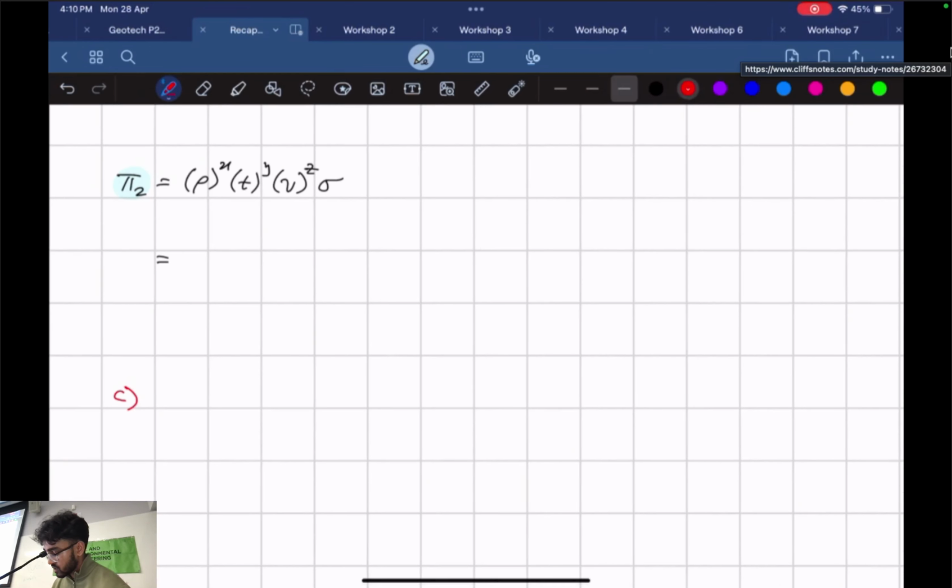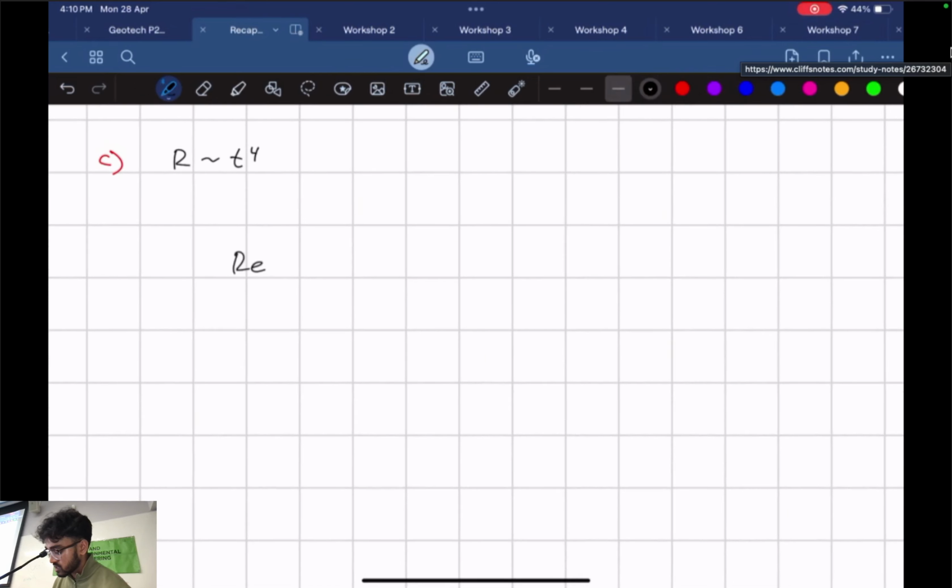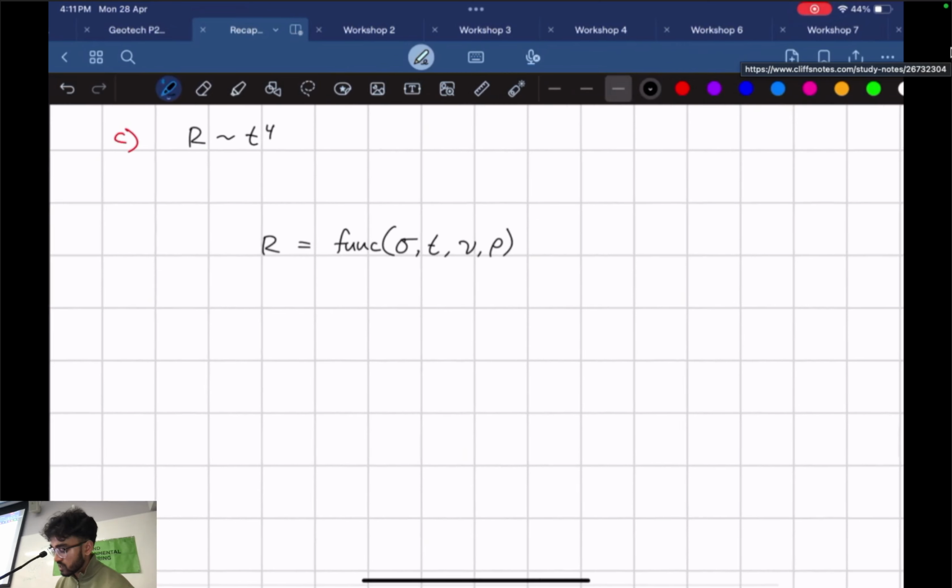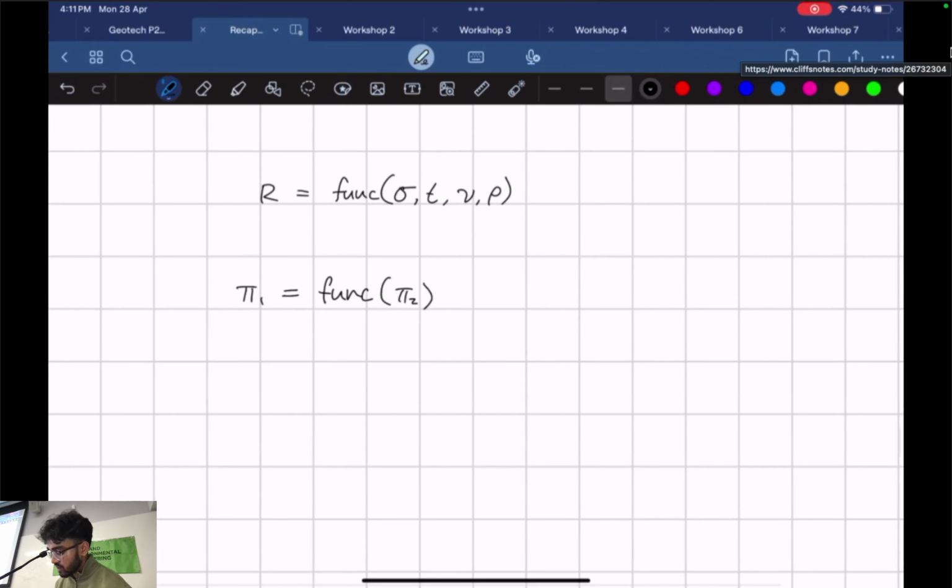Let's talk about C. So we know that R varies with T to the 4. What do we know about R? R is a function, not Reynolds number, R is a function of this, this, this, and this. We can also say that pi 1 is a function of pi 2. The reason we can say that is Buckingham's pi theorem. It's the first thing that we learned in dimensional analysis. So we have this.